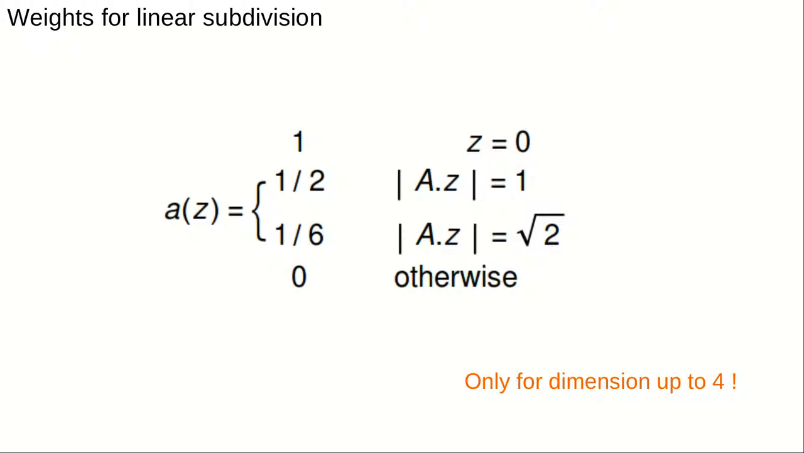The weights in the linear subdivision mask depend only on the distance of the grid point to the origin. The weight at the origin is 1. At grid points with distance 1 from the origin, the weight is 1/2. At the distance of square root of 2, the weight is 1/6, and 0 everywhere else. This definition is only valid on grids of dimension up to 4.